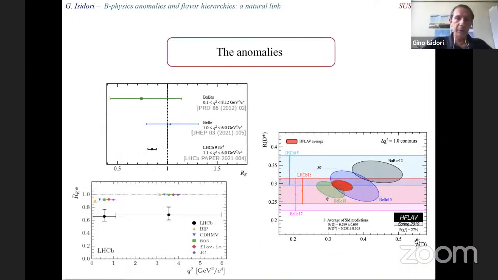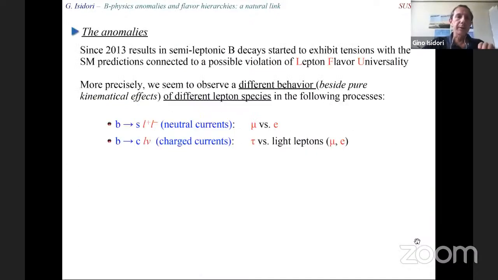Okay, so after this brief introduction, let's look at the data, these B anomalies. For almost 10 years now, certain B decays have exhibited some tension with the standard model predictions, which seems to indicate a violation of lepton universality. We seem to observe a different behavior, beyond pure kinematical effects of the different lepton species, in two types of processes. One is b to s l l, where we compare muons versus electrons, and the other is b to c lepton neutrino, where we compare the tau versus the light leptons.